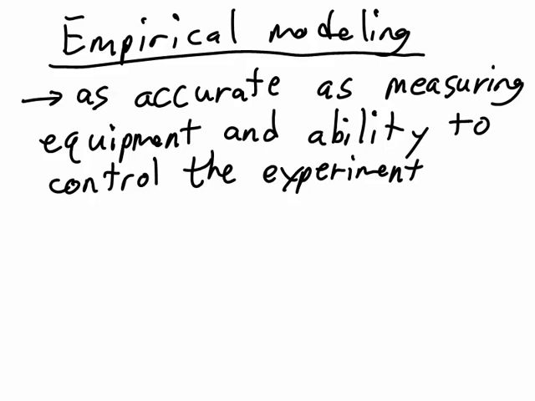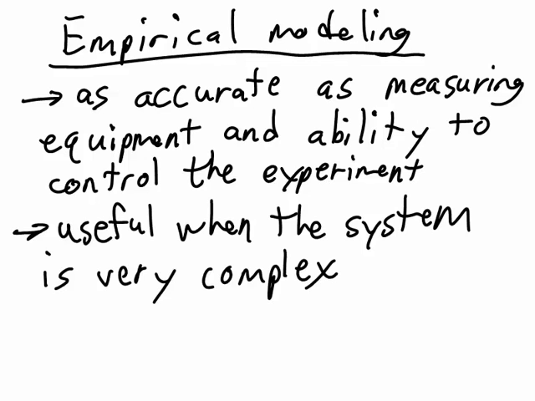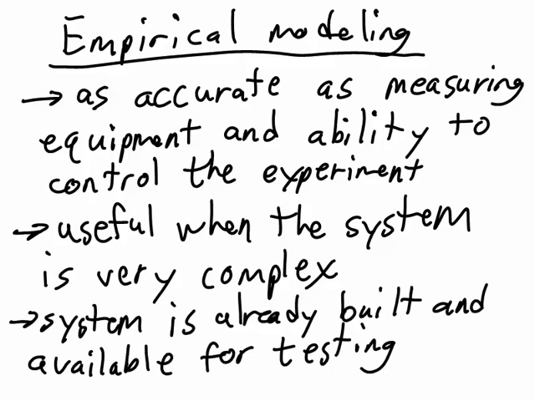Empirical methods of modeling are especially useful in a couple of particular cases, such as when the system is very complex. And this approach is good when you have the system physically built and available to use in testing. If you can do a good job of controlling the experiment with the system and do a good job of measuring the results accurately, empirical modeling can be much more accurate than analytical methods, with less work involved in deriving equations.